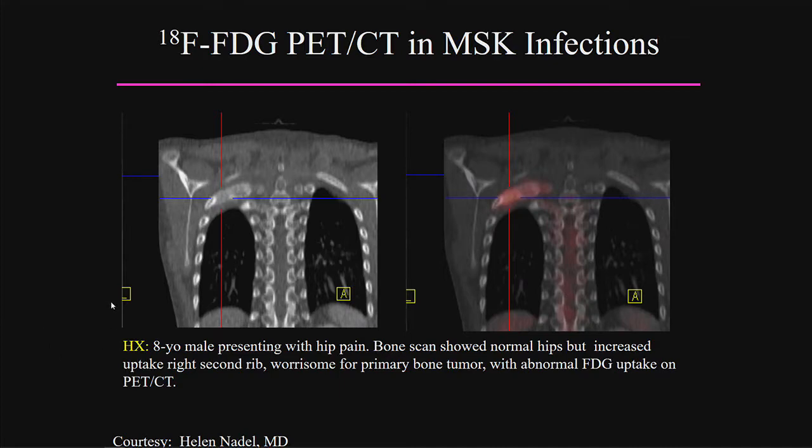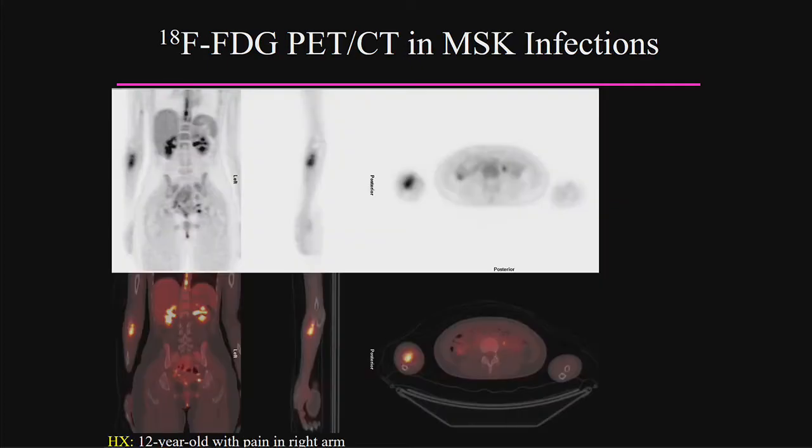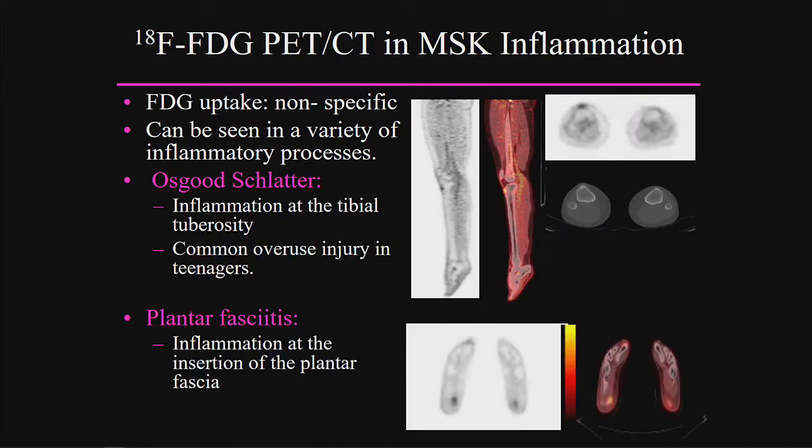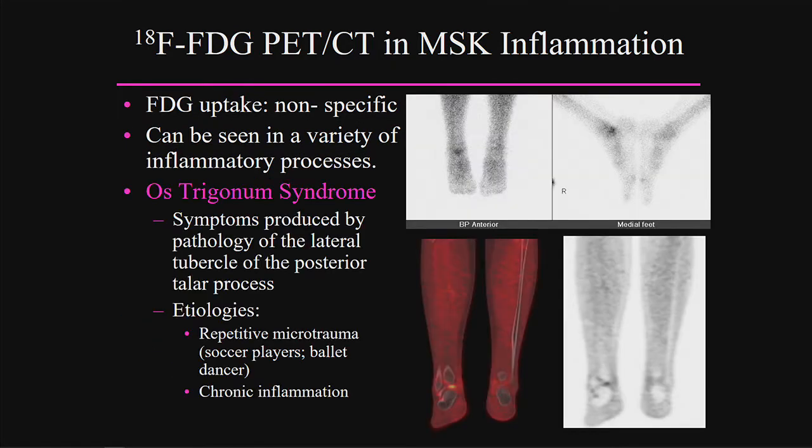Here's an FDG PET obtained in a child who had hip pain, a bone scan showing abnormal uptake in the right second rib, which is also positive on FDG PET. This turned out to be chronic recurrent multifocal osteomyelitis. And here's a case of a 12-year-old with a painful right arm with diagnosis of chronic osteomyelitis. Remember that FDG uptake is nonspecific and in children especially can be seen in a variety of inflammatory processes like Osgood-Schlatter's, plantar fasciitis, or os trigonum syndrome.